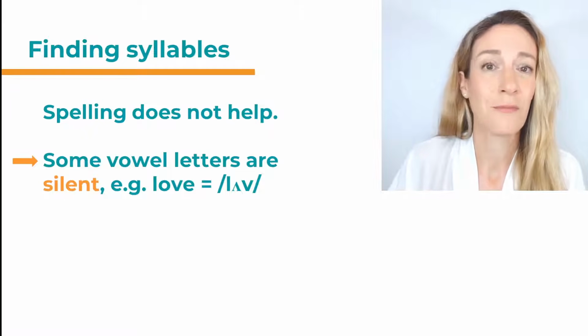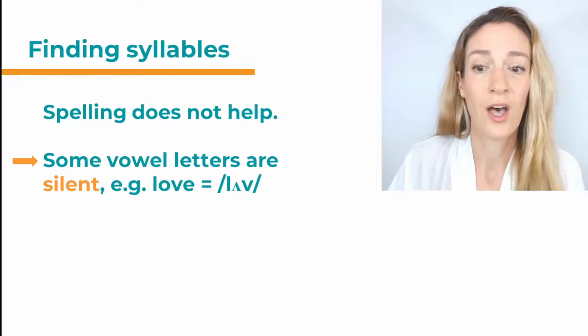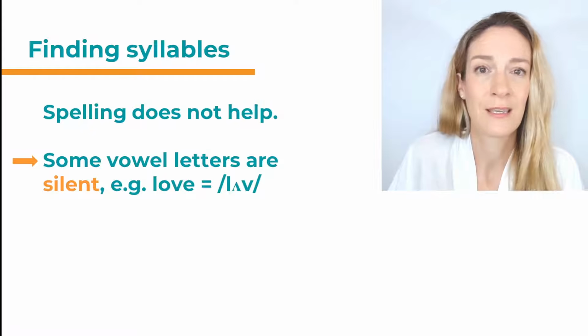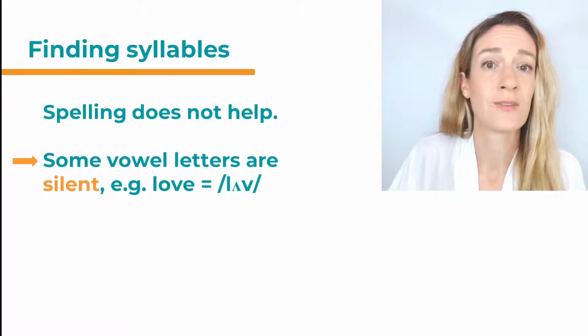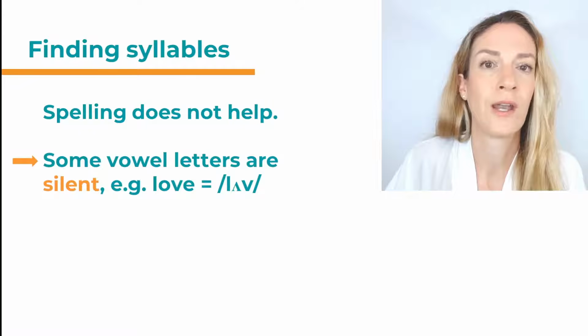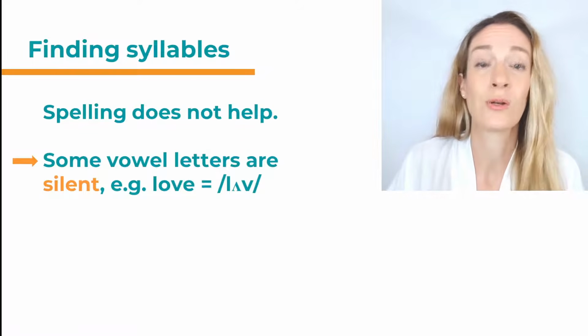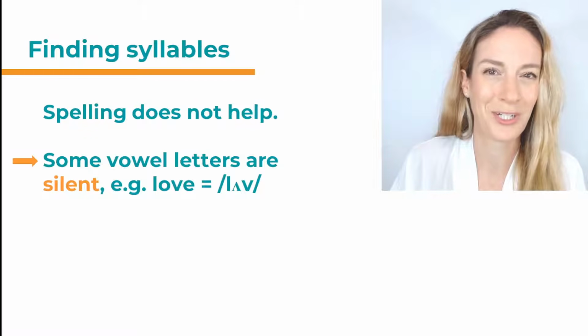Well, because some vowel letters are silent. So for example, in the word love, we have O and E in spelling, so that looks like 2 vowels, but the final E is silent. And so really this word only consists of 1 vowel sound. Yes, 2 vowel letters, but only 1 vowel sound. So don't get that confused, it's important.